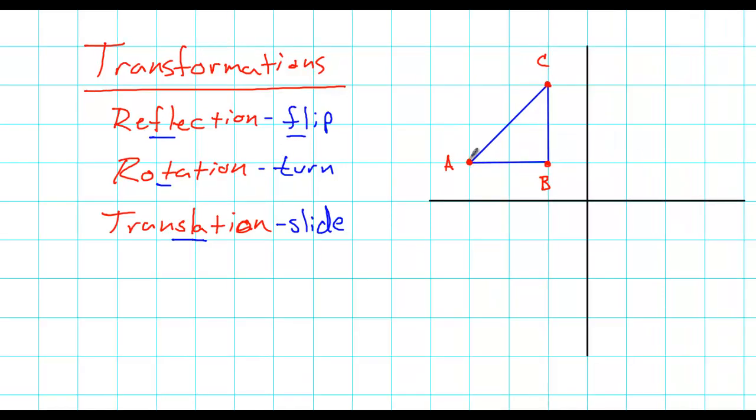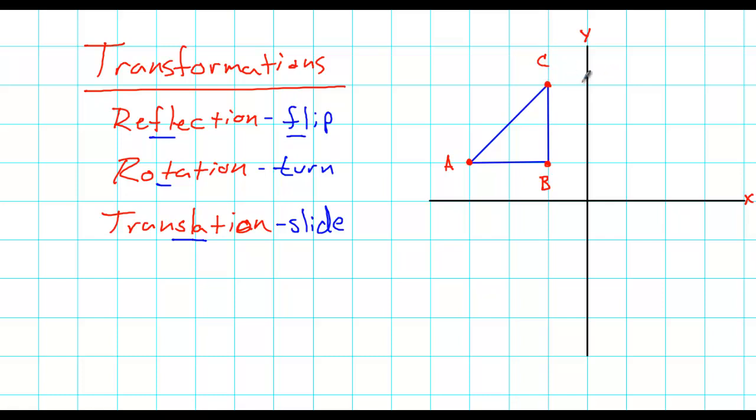And what we're going to do is reflect it. So we're going to reflect it across the y-axis. We can also reflect across the x-axis. We can reflect across the line y equals x, which is the diagonal line that goes through the origin. Reflect across it, but we're not going to do that. What we're going to do is reflect across the y-axis.